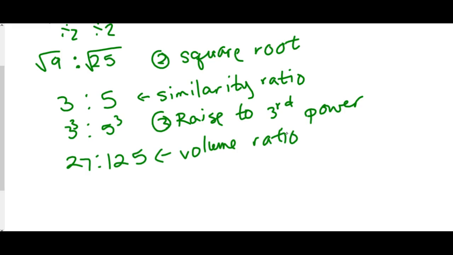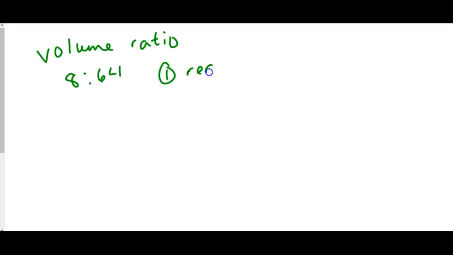So for a given volume, we can do this same idea. Given a volume ratio, we can find similarity and surface area. So same first step, reduce. Both of these divide by 8. 2 would have worked, 4 would have worked. We want the biggest, which is 8.